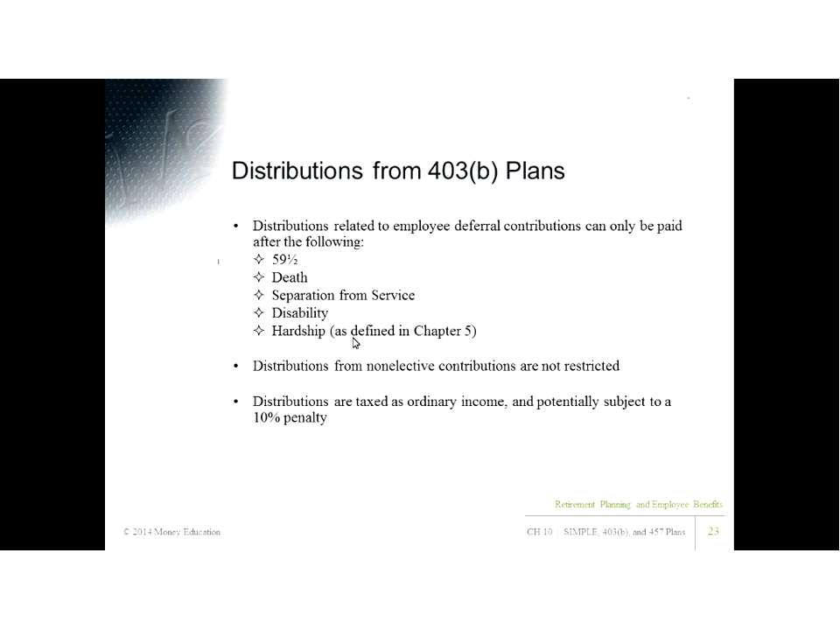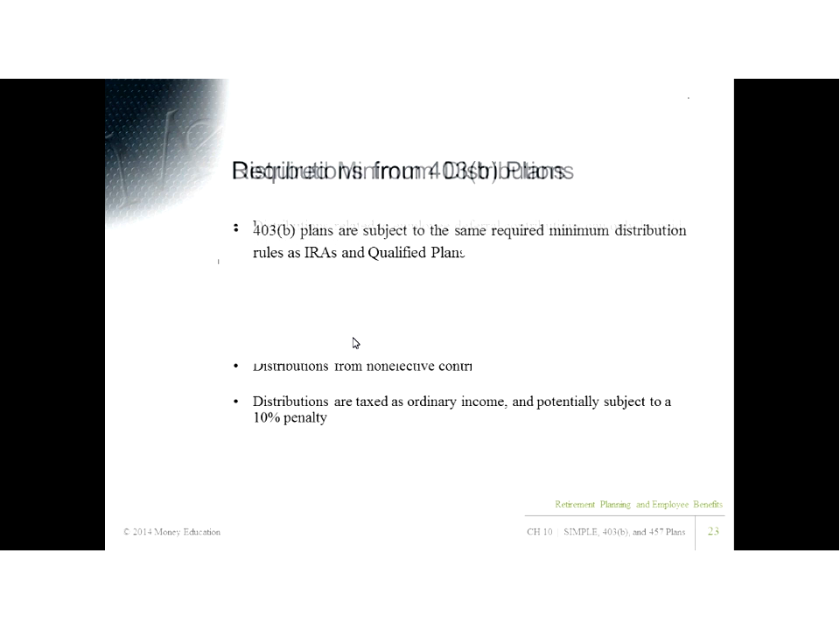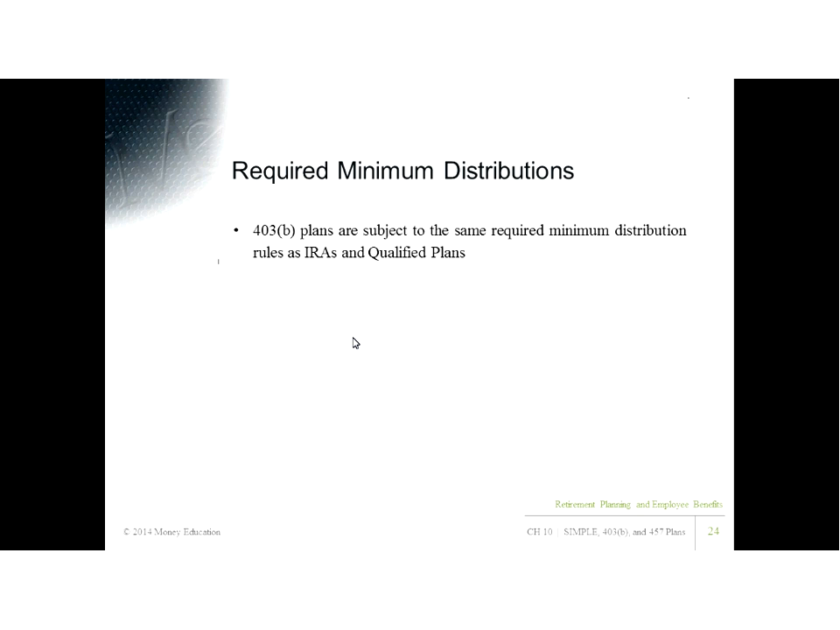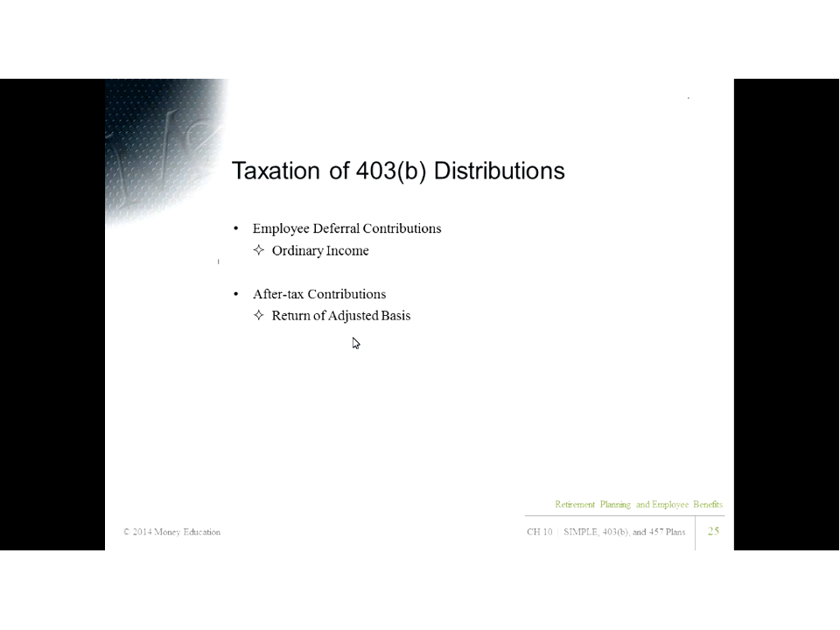You'll just look at Chapter 7. Distributions are taxed as ordinary income, subject to the 10% penalty. I'm going over this fairly quickly because there's not a lot of new information here. They are subject to the same RMD rules as IRAs and qualified plans.